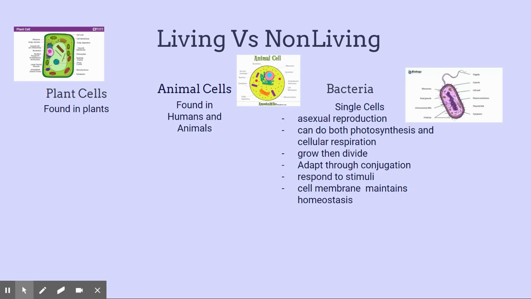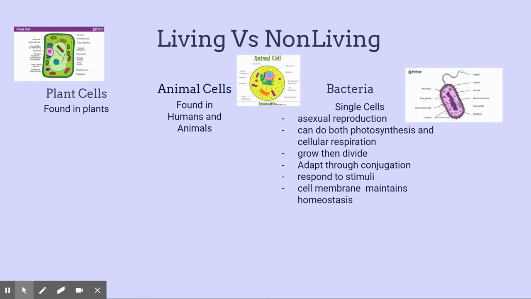They do something called sexual reproduction through conjugation. It's not really true sexual reproduction because there's no offspring being created, but there is genetic recombination occurring, which just means that they become a little different from each other. But if we're looking at reproduction, it's asexual reproduction.